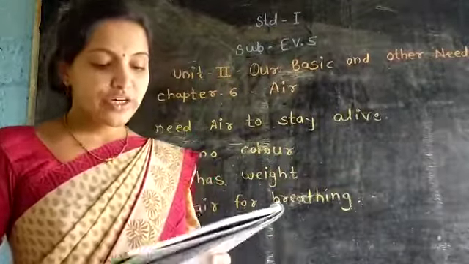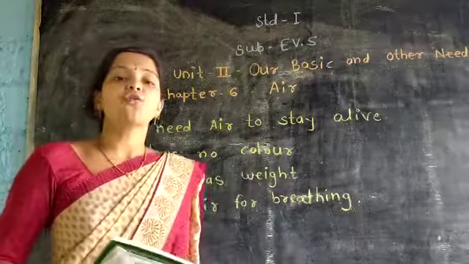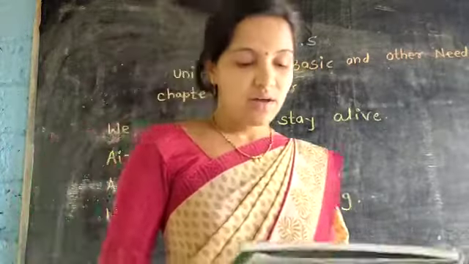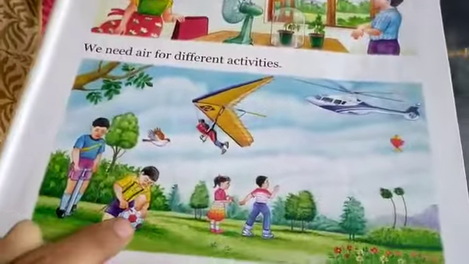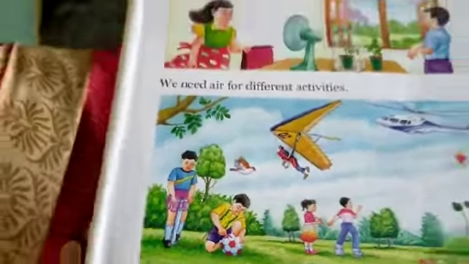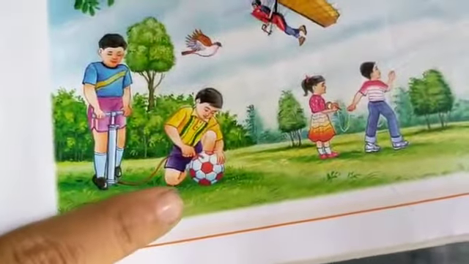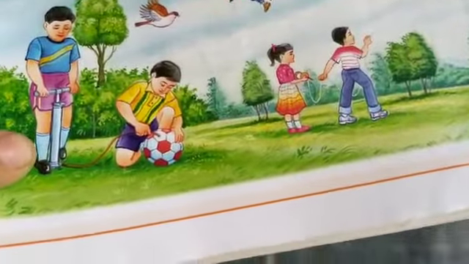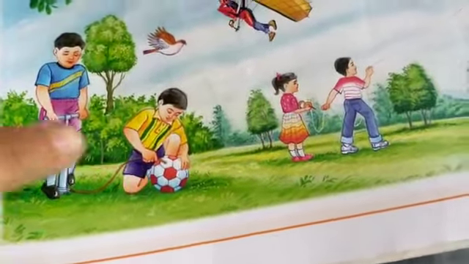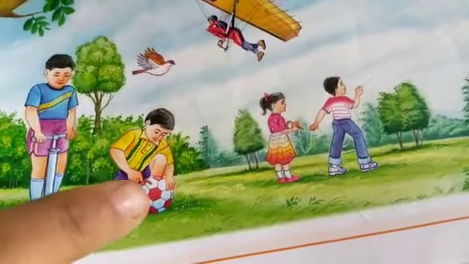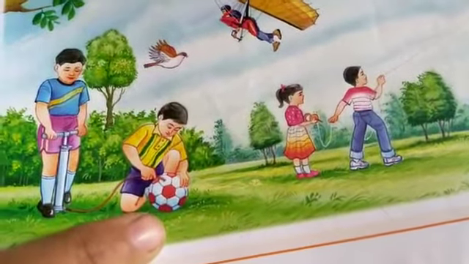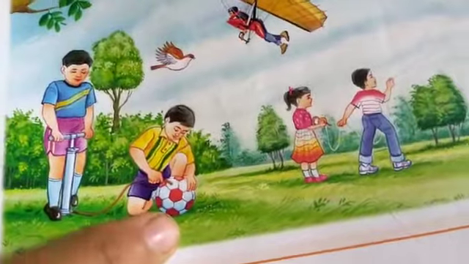And see, we need air for different activities. What do we do with the help of air? See in this picture, what is there? This is a football. And what is this? This is the air pump. He fills air in that ball. When we fill air, only then does that ball work very nicely. We play with that ball.